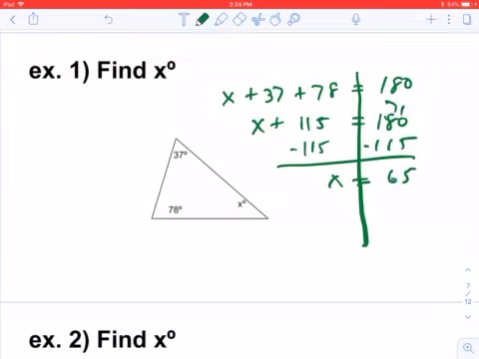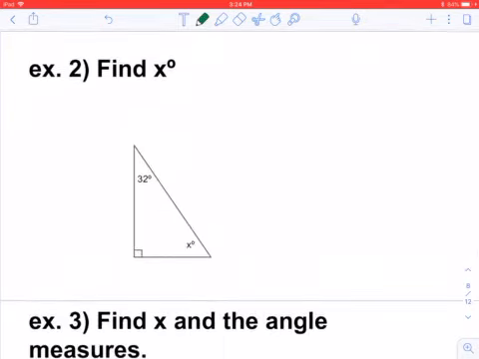Okay, and you can always test it to see. If you had 37 plus 78 plus 65, it should come out to 180. And that's degrees. Okay, next one. So we only have one angle given to us, but really this one's given to us as well because it has this little mark, and that tells us that this angle is 90 degrees.